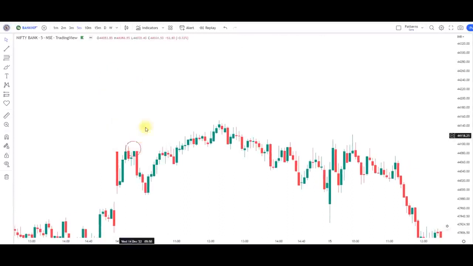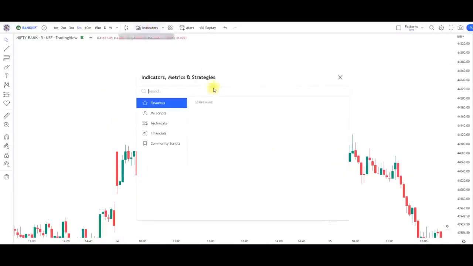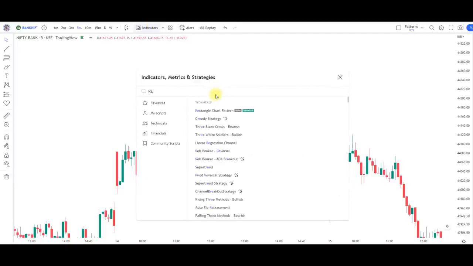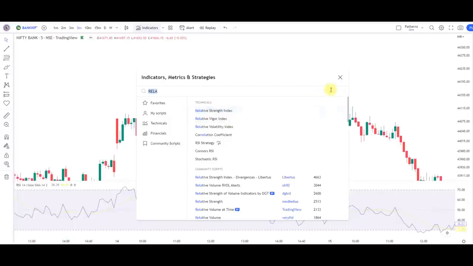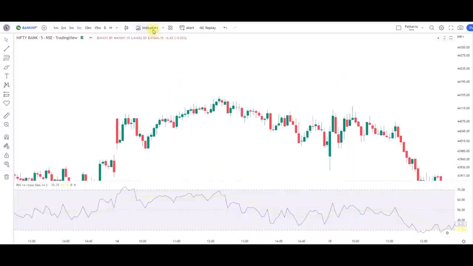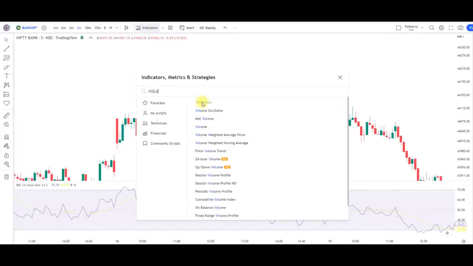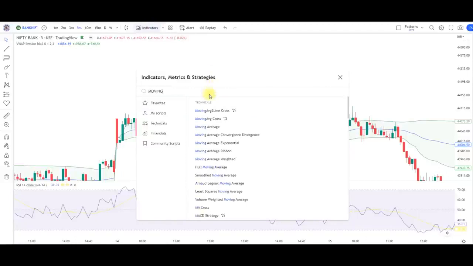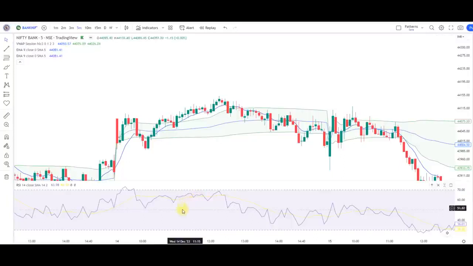We will delete this. We will go to the indicators, and the first indicator is the Relative Strength Index, that is RSI. And the second indicator is the VWAP, that is volume weighted average price, and we need 2 EMAs, so I will add the moving average exponential 2 times. Now we have added 4 indicators, that is VWAP, EMA added 2 times, and RSI.